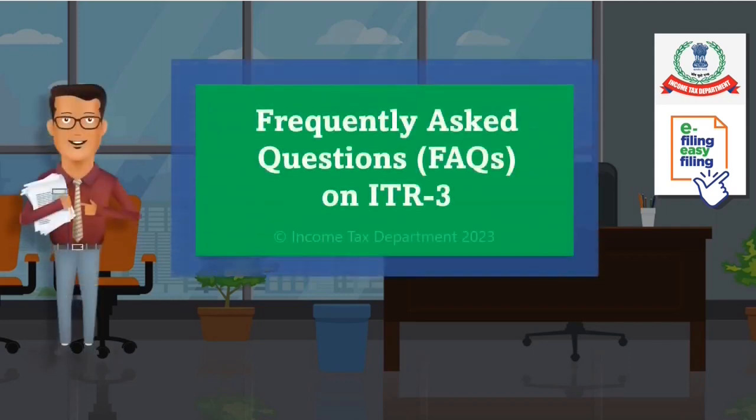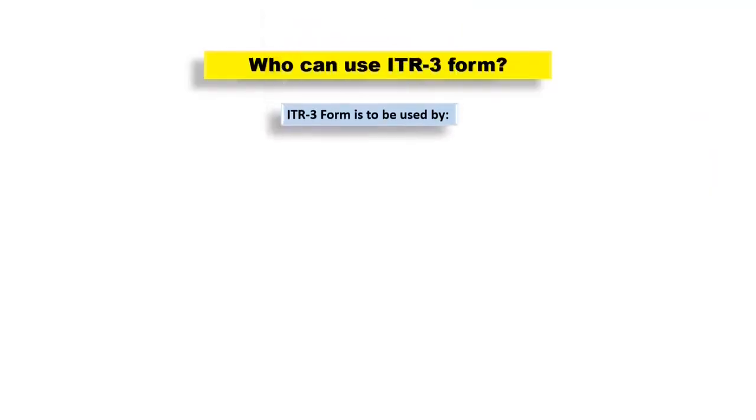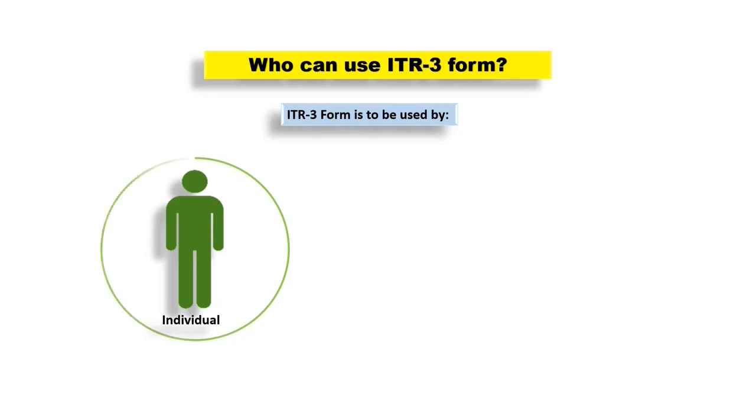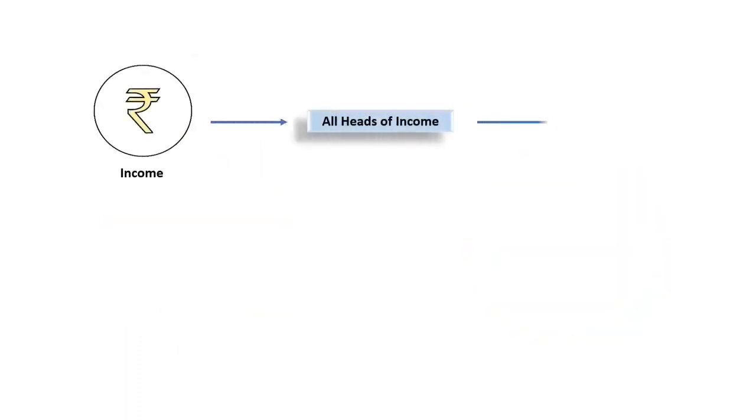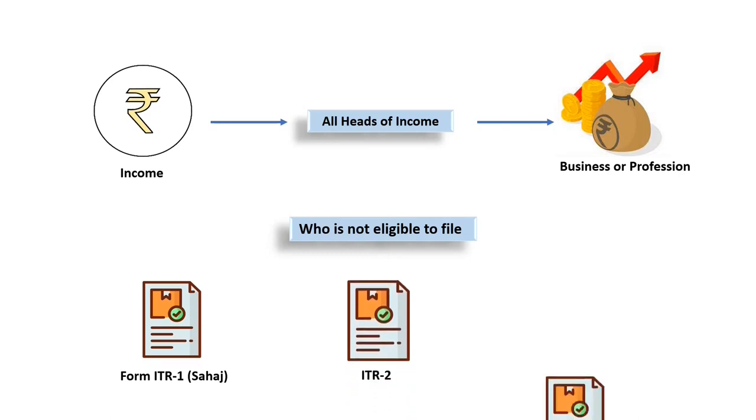This video is on FAQs on ITR 3. Form ITR 3 can be used to file income tax return by an individual or a Hindu undivided family who is having income under any head including profits or gains of business or profession and who is not eligible to file Form ITR 1, ITR 2 or ITR 4.